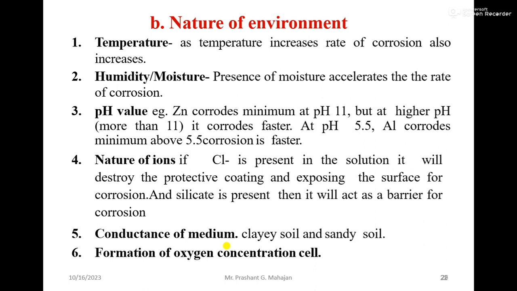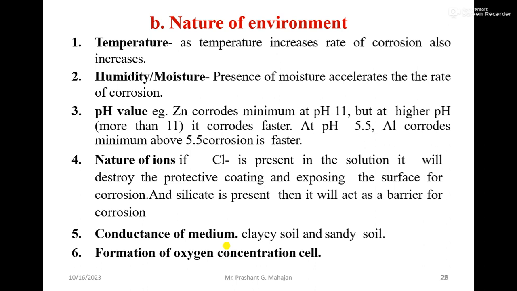And fifth one is conductance of the medium, that is clay and sandy soil. If clay soil is there, there will be faster corrosion as compared to sandy soil. Faster conduction means there will be faster movement of electrons. So that means corrosion will be fast. So the higher the conductance, the higher will be the corrosion.